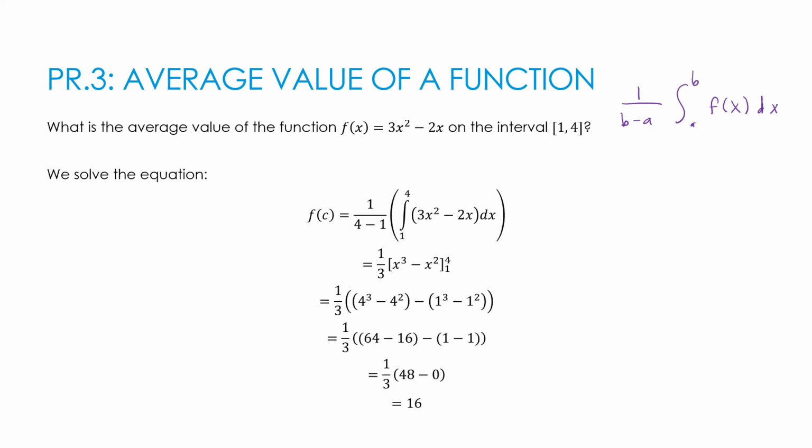So again, I'm going to take 1 and 4, so 1 over 4 minus 1, and then I'm integrating from 1 to 4 and finding the antiderivative of 3x squared minus 2x. So I'm integrating from 1 to 4. The antiderivative is x cubed minus x squared. I plug in my 4 and my 1, subtract, take a third of it, which I get 16.